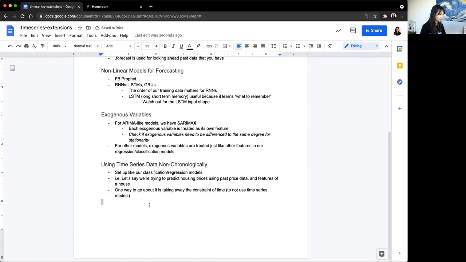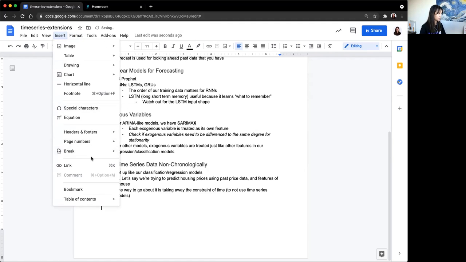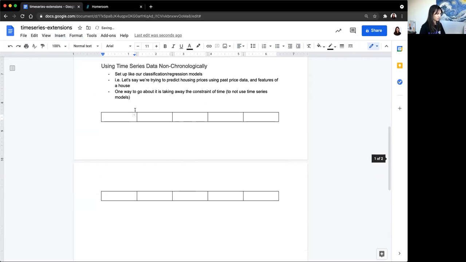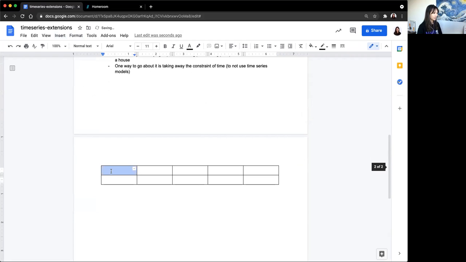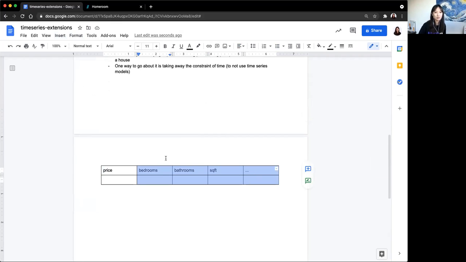Just as an example, let's insert a table and put it down here. First we would have our price, and then let's say number of bedrooms, number of bathrooms, maybe square footage, and so forth, and then these will be the corresponding numbers. Another way to look at this is to treat this as your Y variable and this as your X variables. With this, you can just turn this into a regular regression problem.